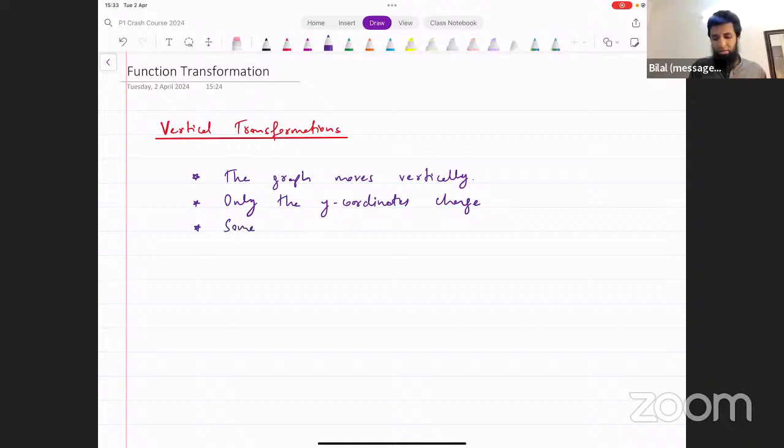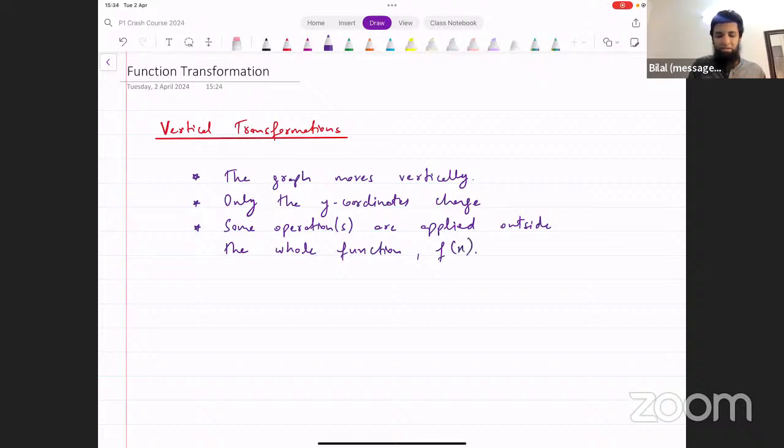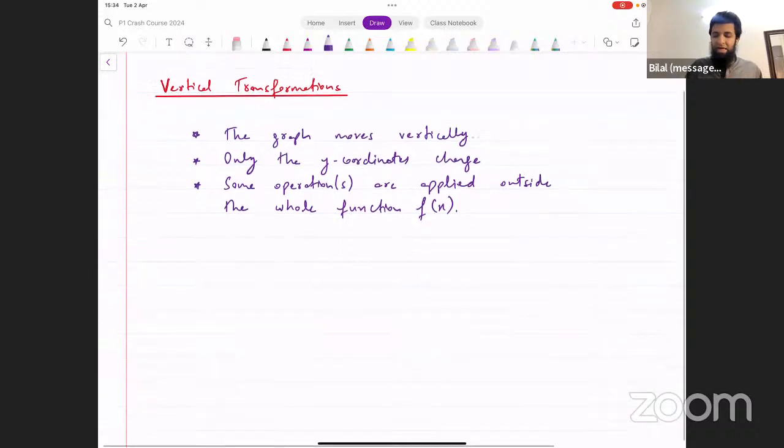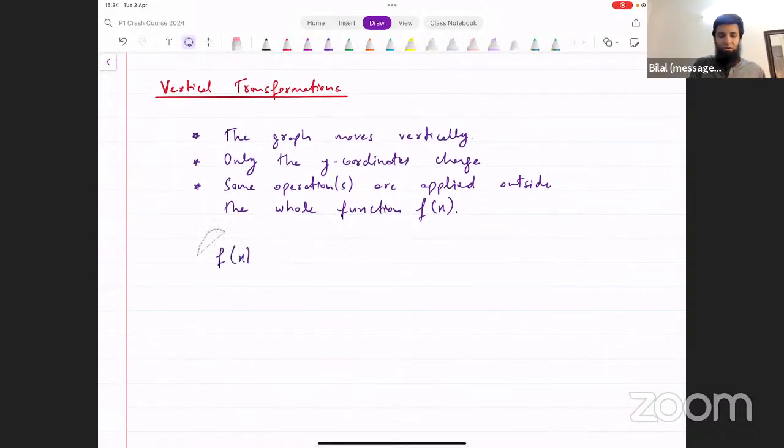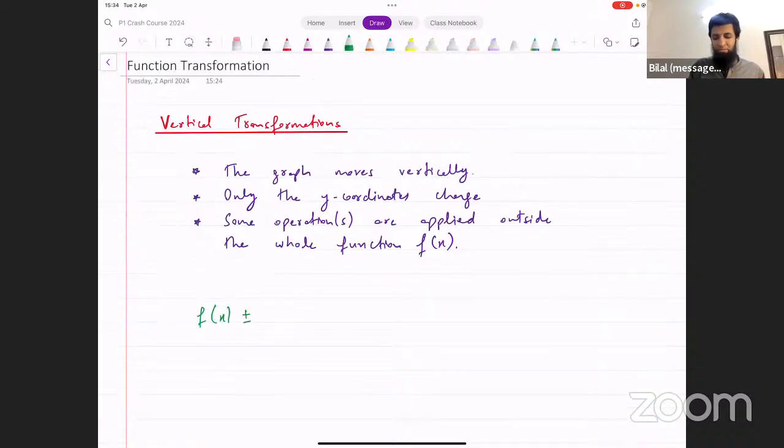And some operations are applied outside the whole function. Now, let me show you what that means. So if we have a function f of x, whatever we are doing is outside f of x. In vertical transformations, outside f of x, we might, for example, add or subtract something outside, f of x plus minus some number, let's say b. We could multiply f of x by some number, let's say a into f of x. We could multiply f of x by the minus sign. These are the 3 things that can happen.